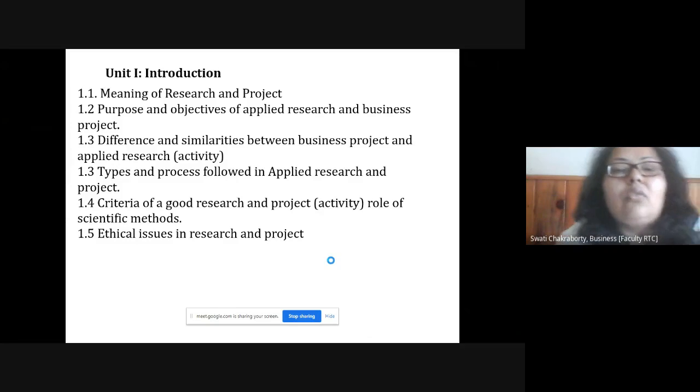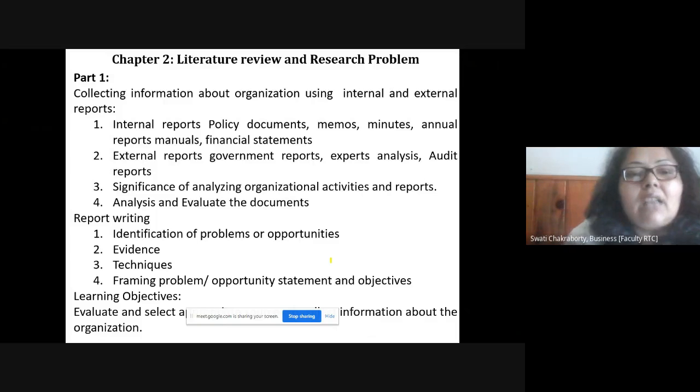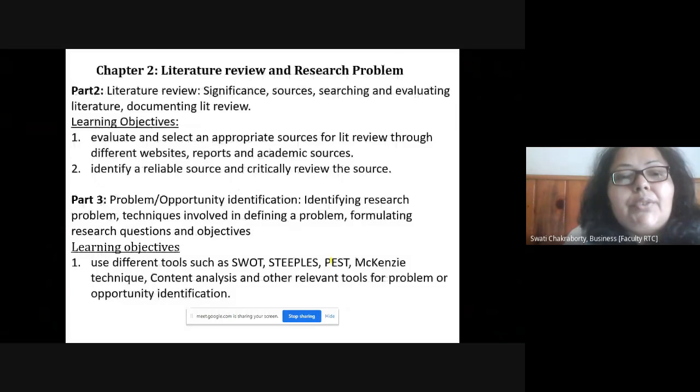So now Unit 2, which is literature review and problem, is divided into three parts. The first part is about how to collect information about an organization using internal and external reports, and report writing. Based on that, how to go about the report writing. The second part is talking about the literature review, and the third part talks about problem or opportunity identification. So we're just going to start with the first part.